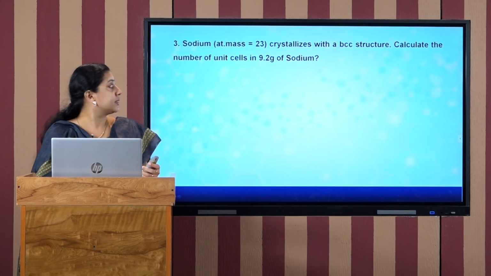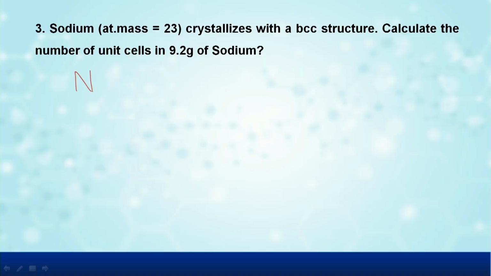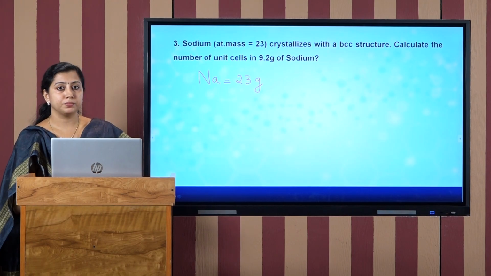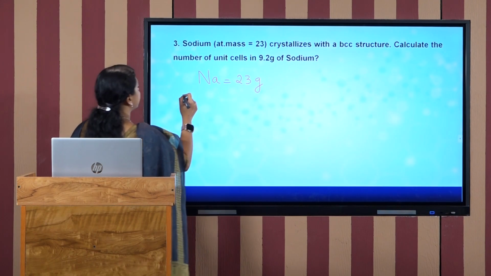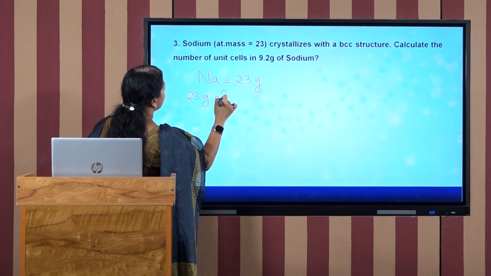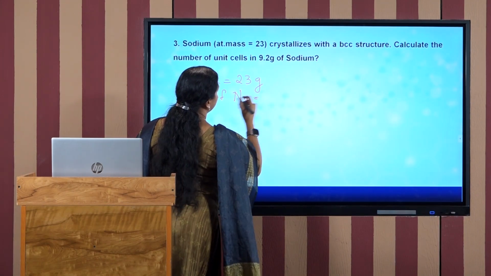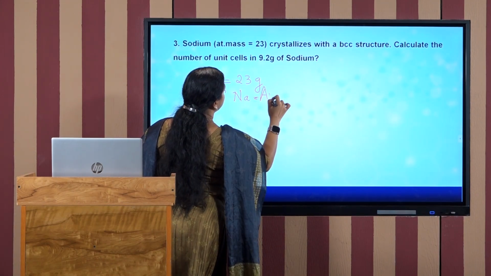Okay. So it is given the atomic mass of sodium as 23. Okay. So the atomic mass of sodium is 23 gram. And we have to find out how many unit cells are there in 9.2 gram of sodium. Okay. So we can say that 23 gram of sodium will contain the Avogadro number of atoms.